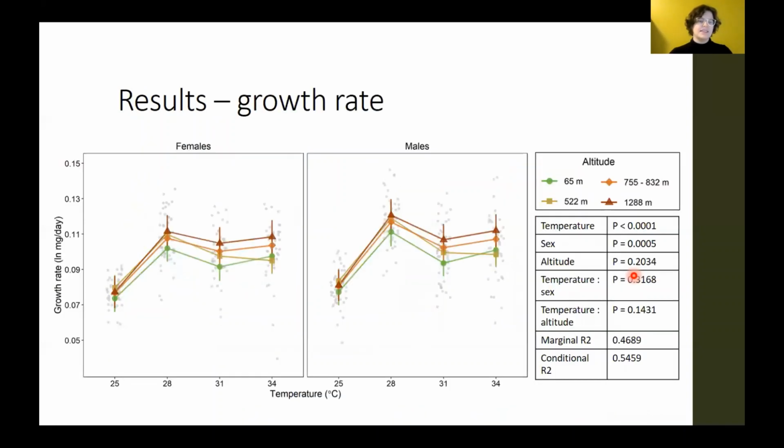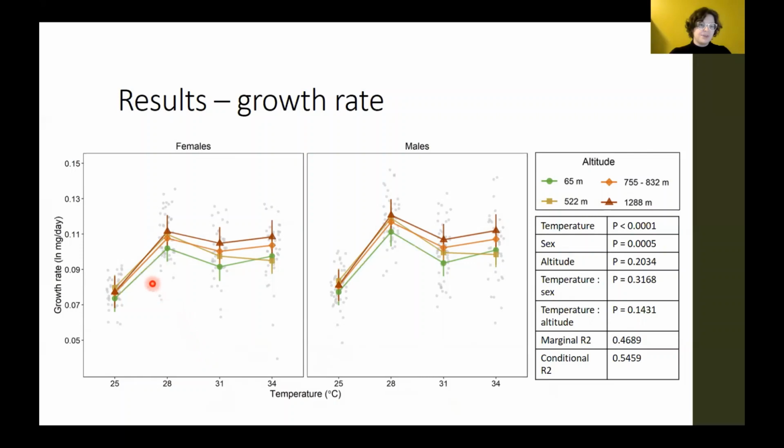And yes, so here is the first graph for the growth rate. What you see here are the different rearing temperatures, with the growth rate on the y-axis. The different lines are for the different altitude groups, and then we have two panels for the females and the males.